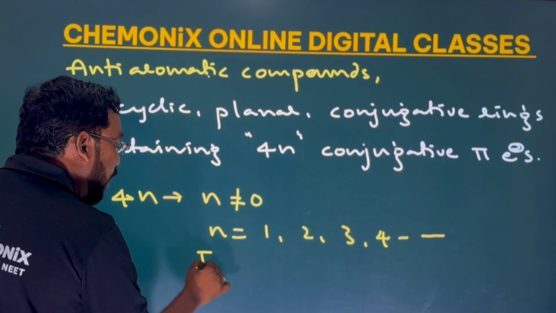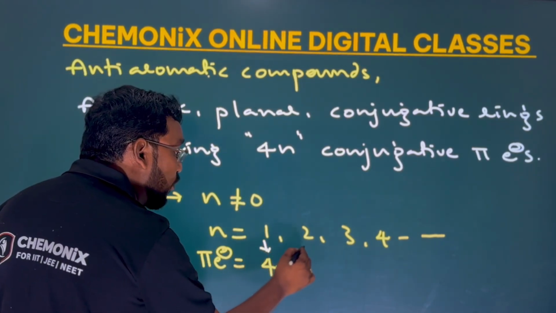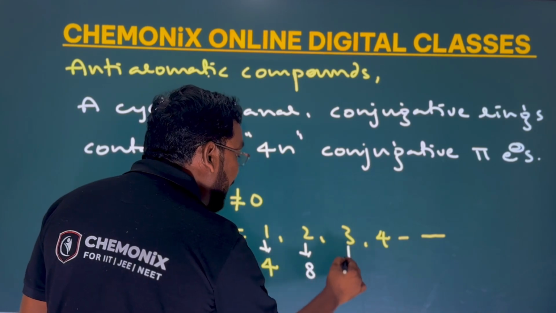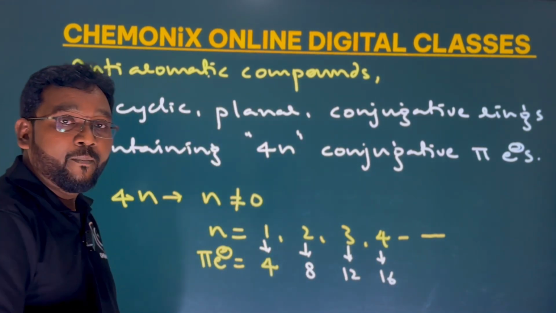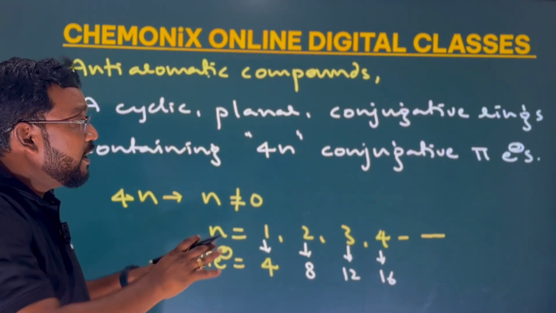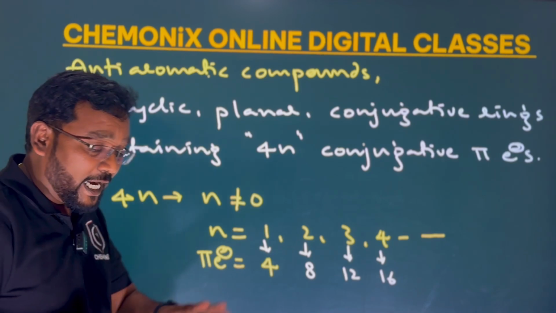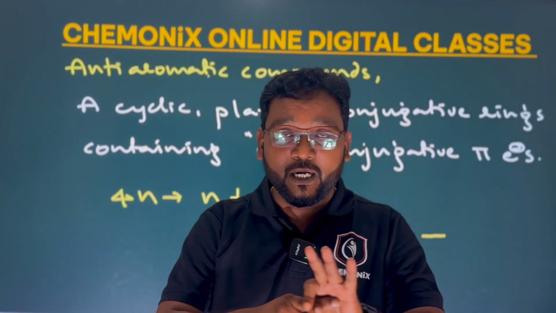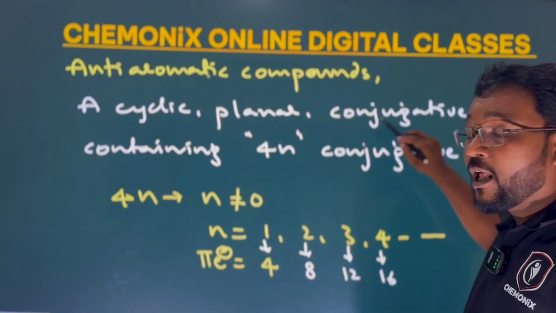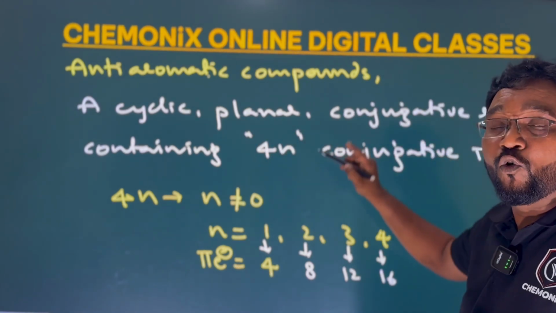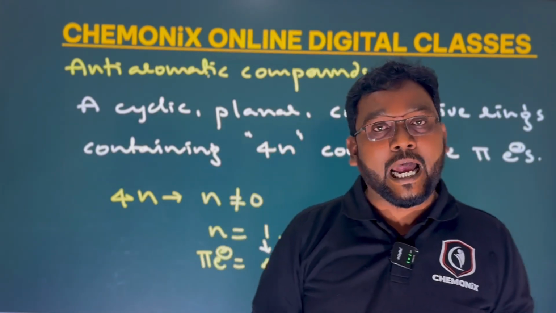Then if n is equal to 1, how many conjugative pi electrons can it be? So, 4 conjugative pi electrons, or if n is equal to 2, the number of conjugative pi electrons is 8, for 3 it is 12, for 4 it is 16, that means it is multiples of 4. Okay, so any compound which is satisfying these rules is called an anti-aromatic compound. That means anti-aromatic compounds are cyclic, planar compounds, and the cyclic planar rings have continuous conjugation with 4n pi electrons. So, if any compound is satisfying these rules, this is called an anti-aromatic.